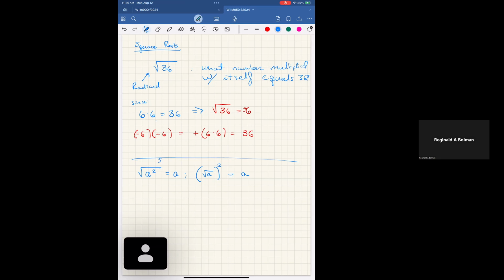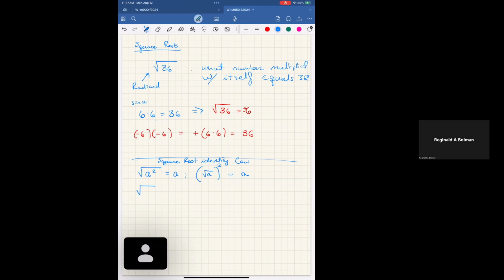So this is called the square root identity law, meaning that you can take the square root of a number squared and get the original number back, or you can raise a number that's underneath the radical symbol to the power of 2 and get the original term back.